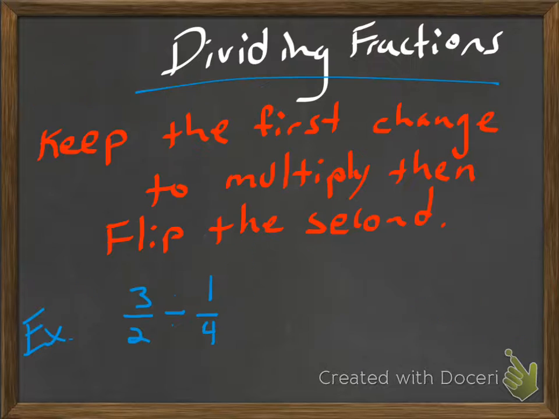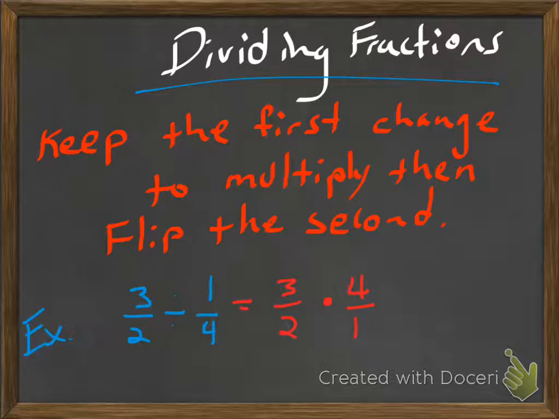We're good. Alright, now dividing fractions is the exact same as multiplying. There's only one step you have to do first. You keep the first, change to a multiply, and then flip the second. So keep it, change it, flip it. Remember that. Keep it, change it, flip it. So let's try that. 3 over 2, keep it. We're going to change the division to a multiplication. And we're going to flip it to 4 over 1.